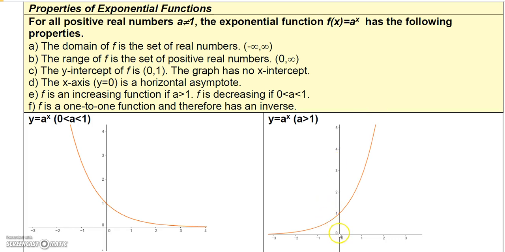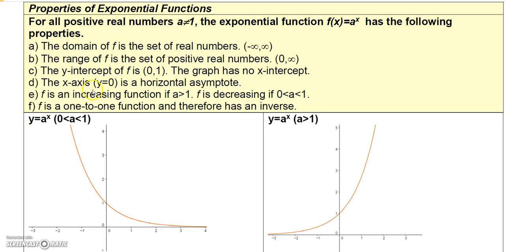Now the range can be any number greater than 0. So technically you cannot get 0. You can get as close to 0 as you'd like, but you can't get 0. So it would be 0 up to infinity. So that would be the range. And all of these graphs that are in this form, a to the x, when x is 0, y would always be 1. So the graph has a y-intercept of (0, 1), and it never crosses or touches the x-axis.